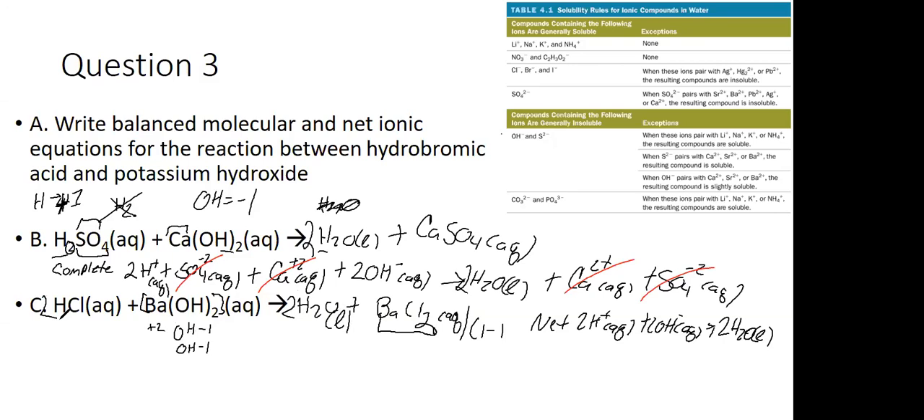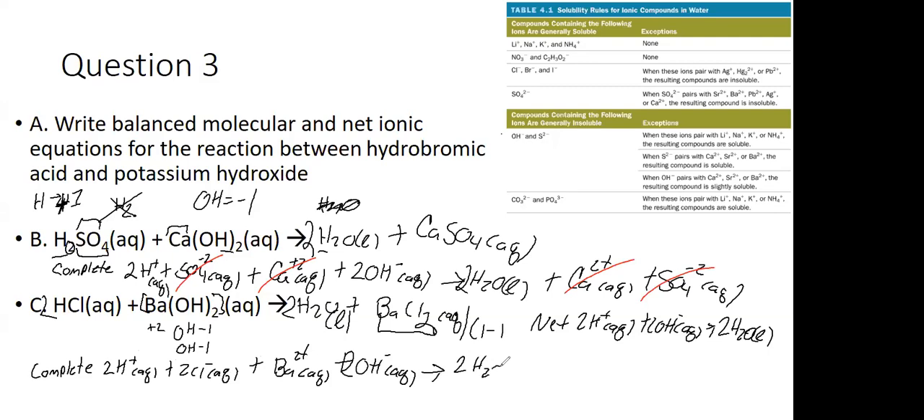Again, I'm not walking through in as much depth how we balance stuff since we've already done that, so I'm going to be doing it rather quickly. Moving on now. All right, so that's our equation, complete. Break everything up. 2H plus, 2Cl minus. Barium, 2OH. Again, OH is a unit. Do not break up OH. 2H2O liquid plus barium plus 2Cl minus.